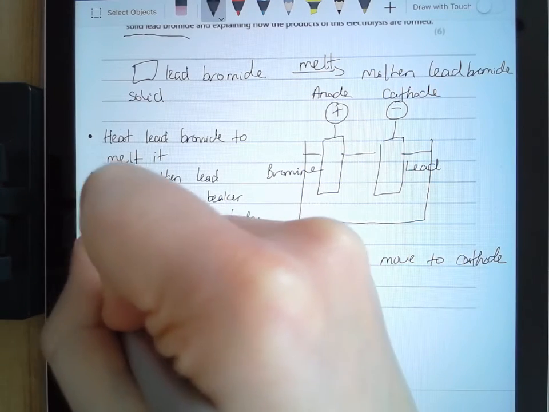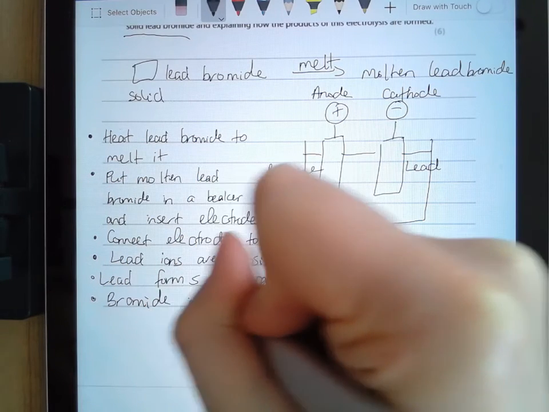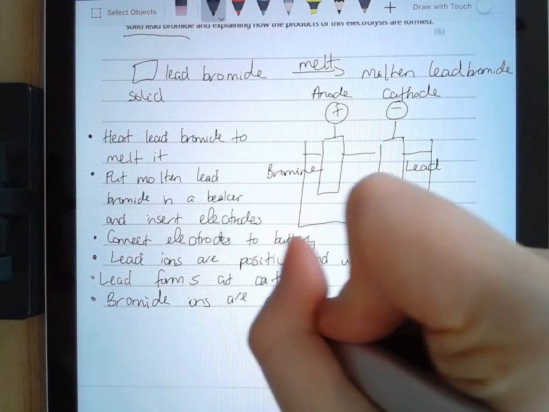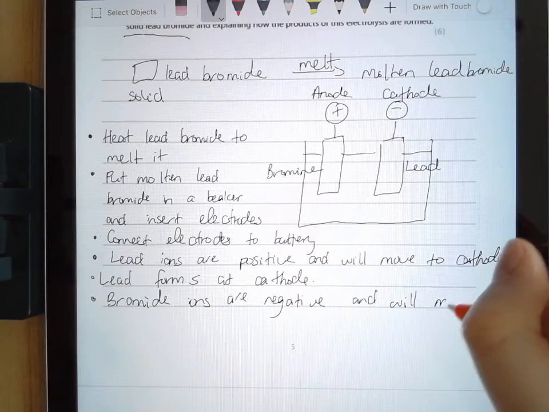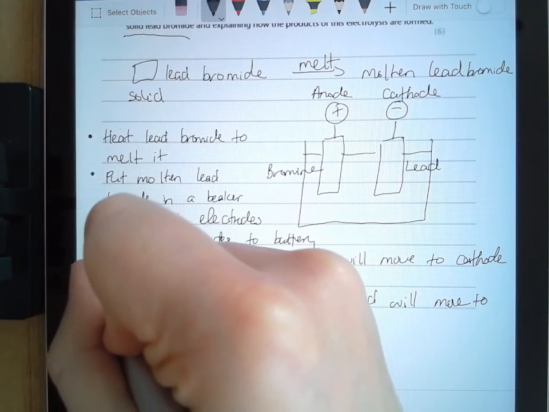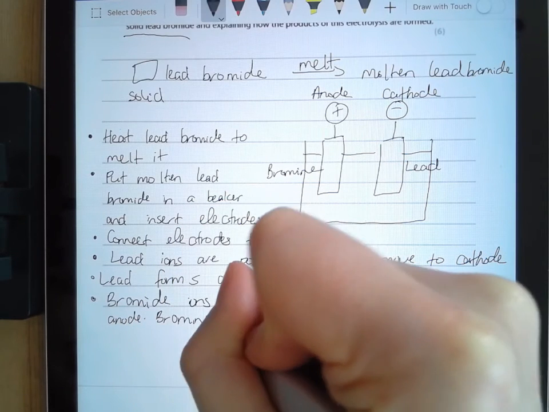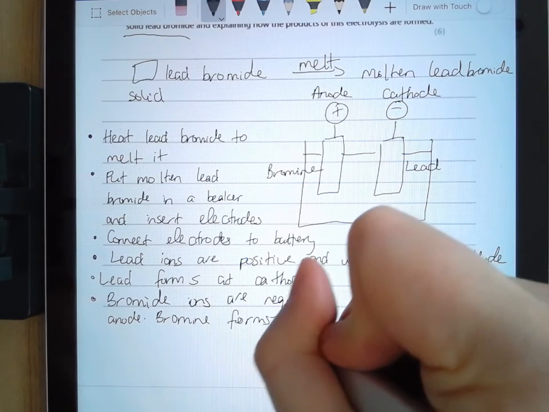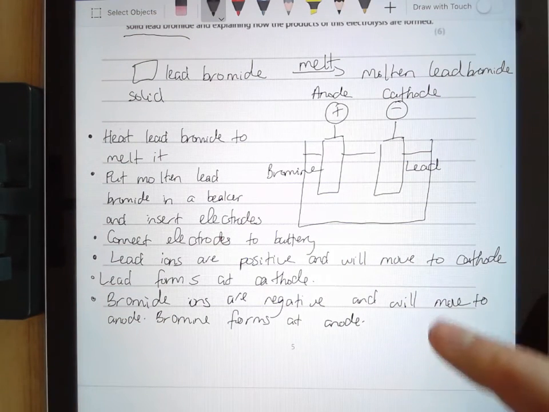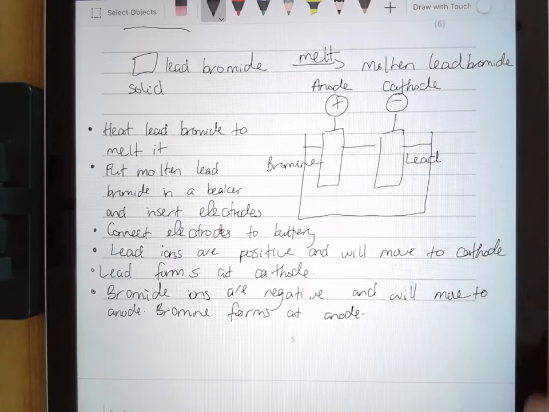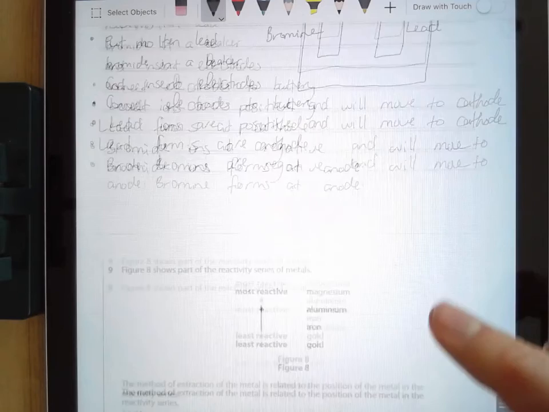And I'm going to write bromide ions are negative and will move to the anode. So bromine forms at the anode. And that will be all 6 marks, okay? And there's nothing in there that you don't already know. So don't be put off by a 6-mark question. Even just drawing out that little diagram is going to get you a lot of marks.